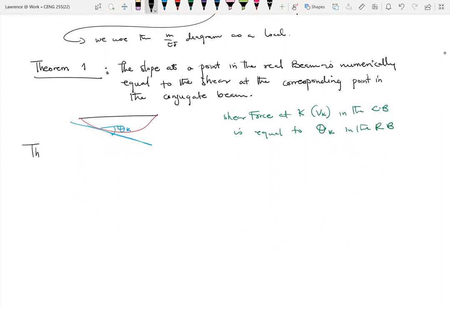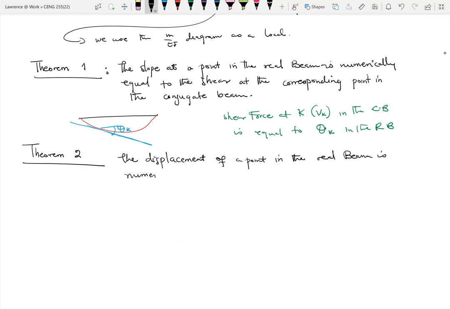Now, the second theorem, which I think by now we should all be aware of, states that the displacement or deflection of a point in the real beam is numerically equal to the moment at the corresponding point in the conjugate beam.